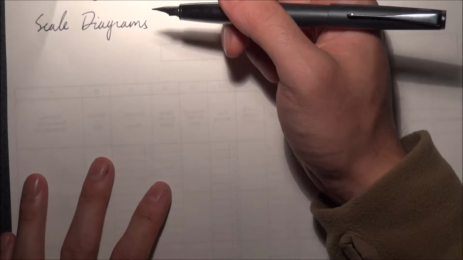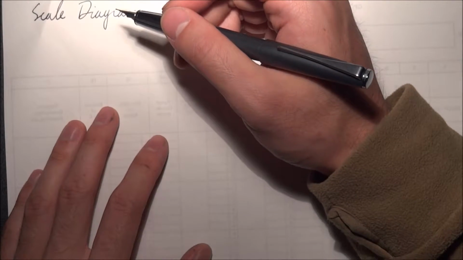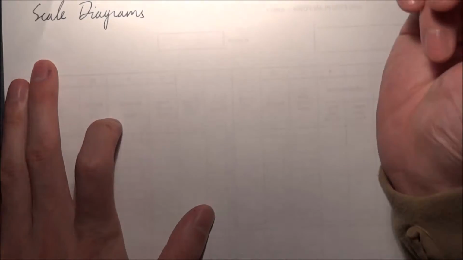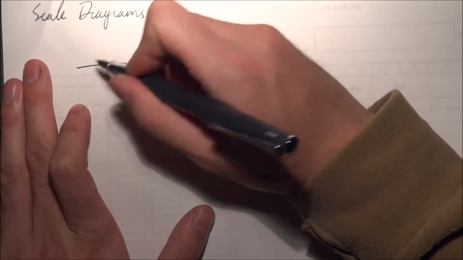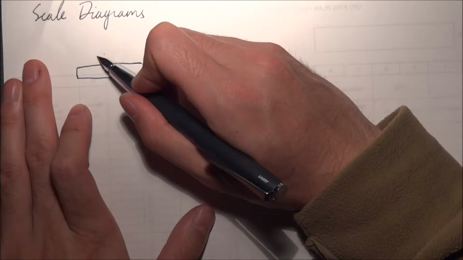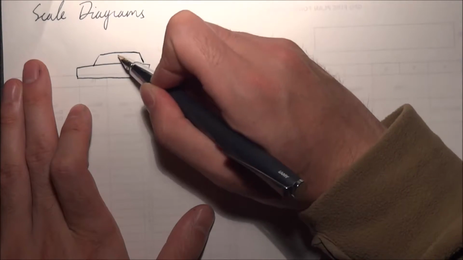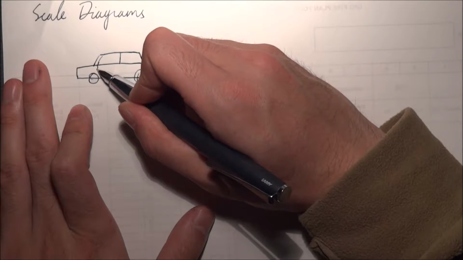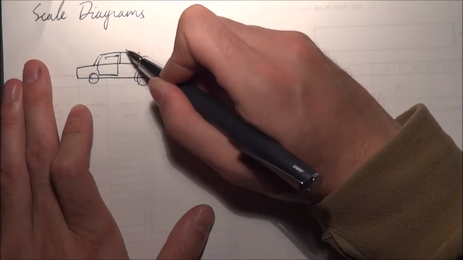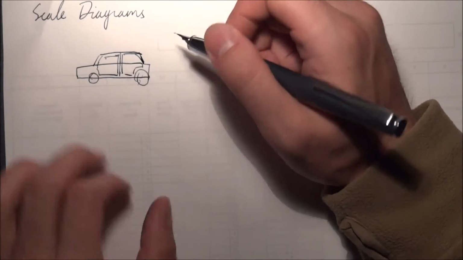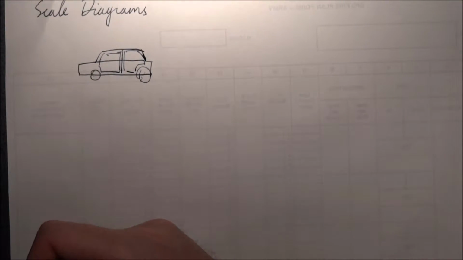a car, we want to reproduce the image of a car, yeah? To produce it to scale would be way too huge for our piece of paper. So we draw a smaller version of it. Yeah, so the car, we have the whatever. And of course, doors. Yeah, door.